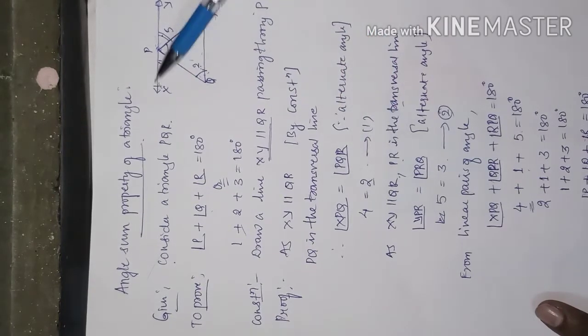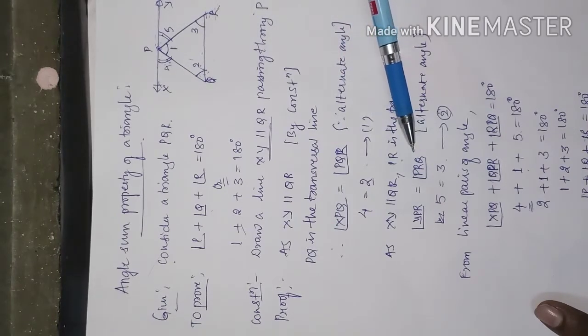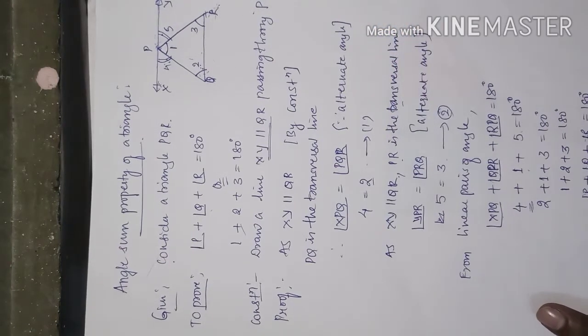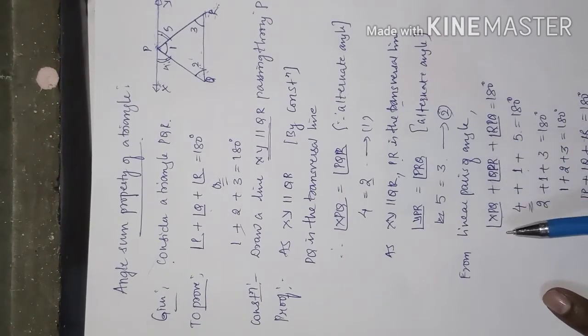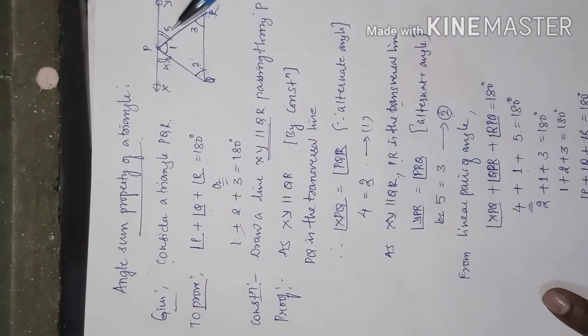In the same manner, XY and QR are parallel lines and PR is the transversal line, so angle YPR and angle PRQ are equal because of alternate angles formed in the parallel lines. So angle 5 is equal to angle 3. This is equation 2.